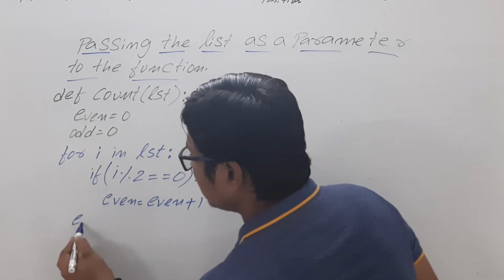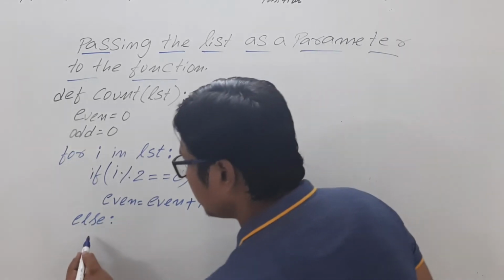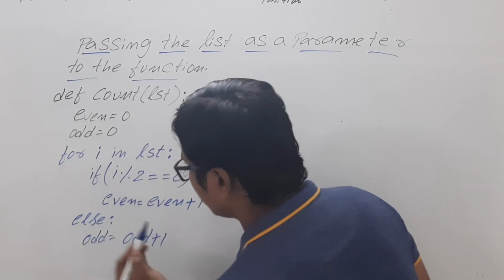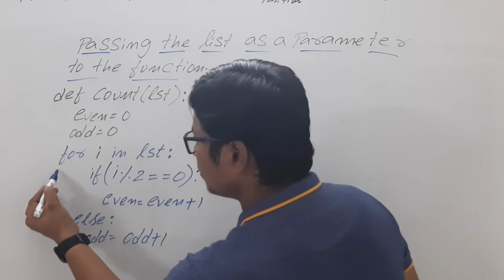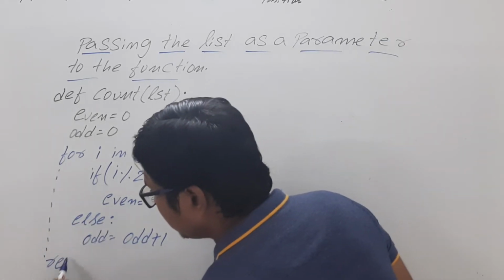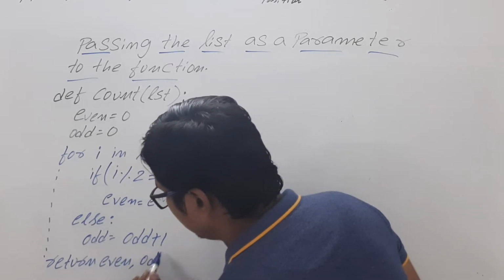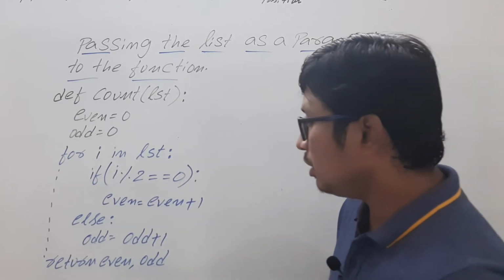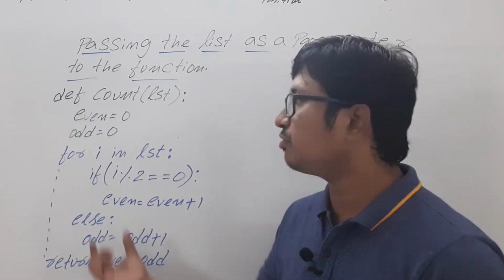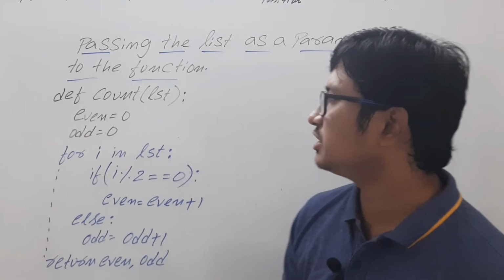Else, if the element is not an even number, what is the significance of it? It is an odd number. So you can write odd is equal to odd plus 1. Once this for loop is done, you need to return the number of even numbers and odd numbers. So you can return both the variables, return even comma odd. So in Python, you can return more than one value from the function. Is it clear? So this is the function definition called count.